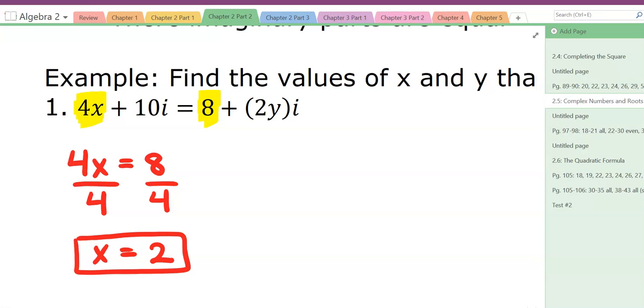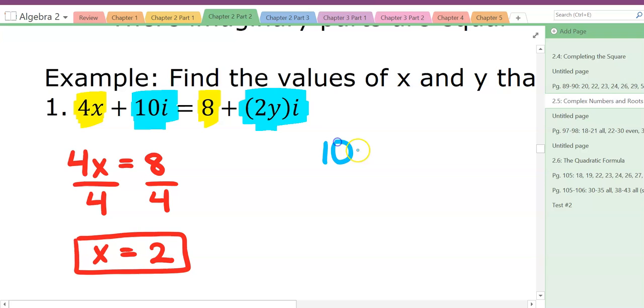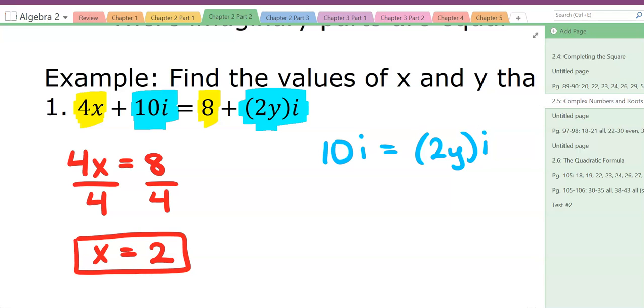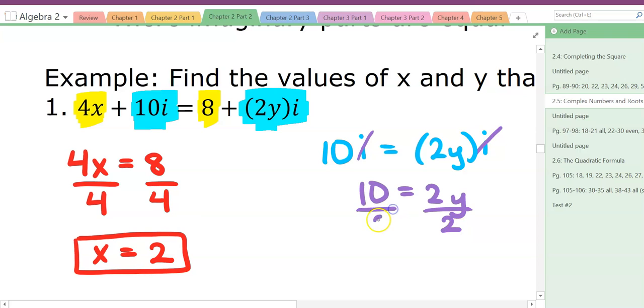Now if I look at the other pieces, the 10i and the 2yi, those two pieces have i's attached to them. So I'm going to set 10i equal to that 2yi. What really can happen here is because there's an i on each side, they can cancel each other out. So I'm just going to go ahead and mark them off. So I'm left with 10 equals 2y. Then I divide both sides by 2, and I get y equals 5.